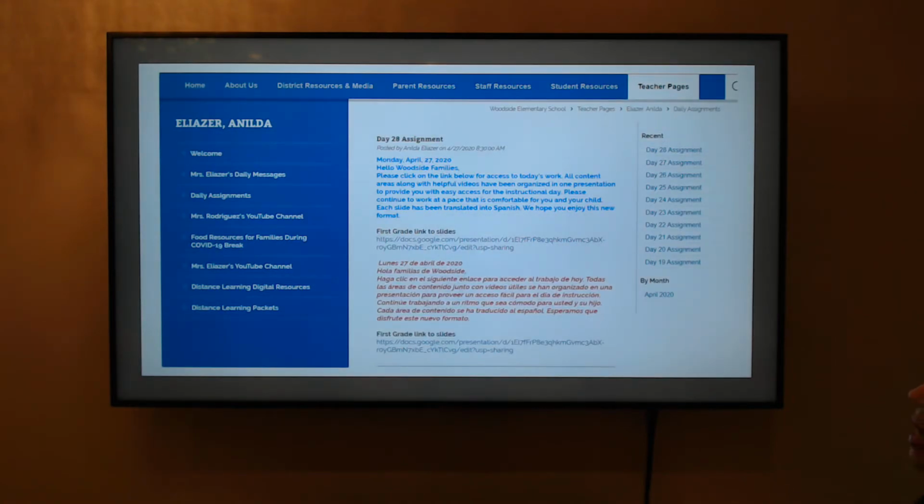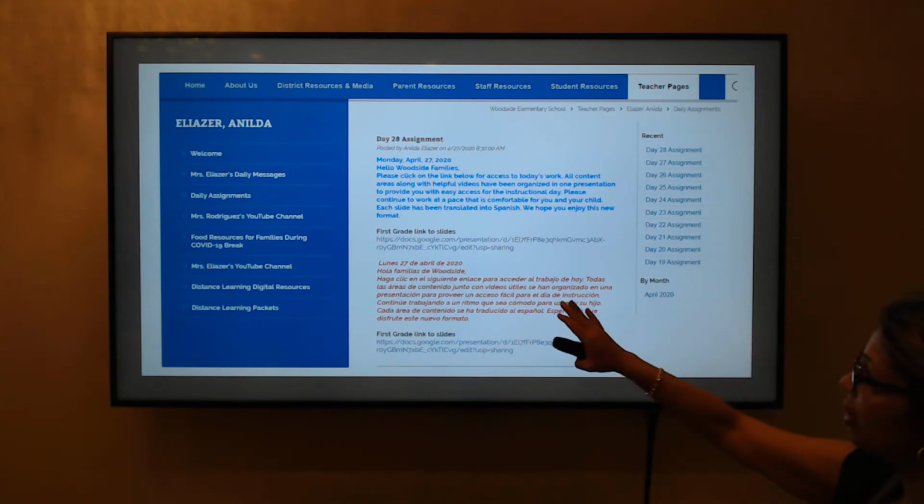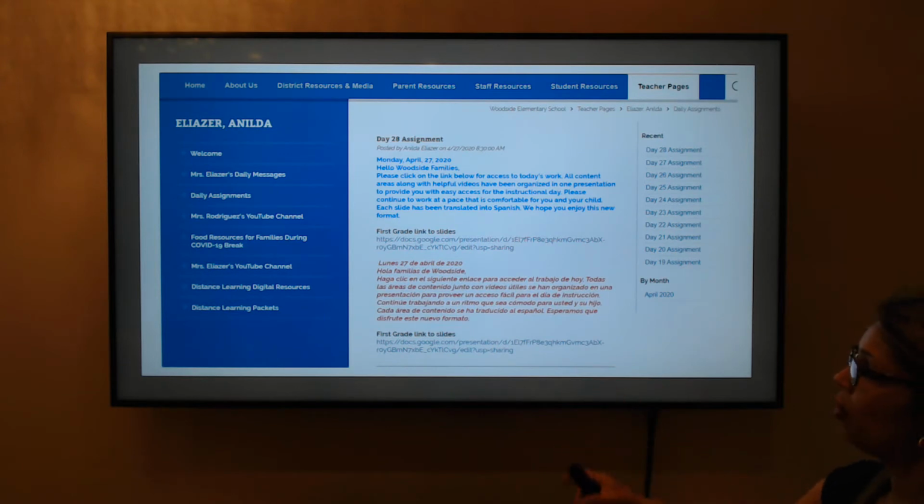So this is the tab that says Daily Assignments. And again, for your convenience, you'll notice that every single time you open up this tab, you'll see an identical blurb letting you know how to navigate the page in both English and Spanish. And right underneath is the actual link to open the Google Slides.